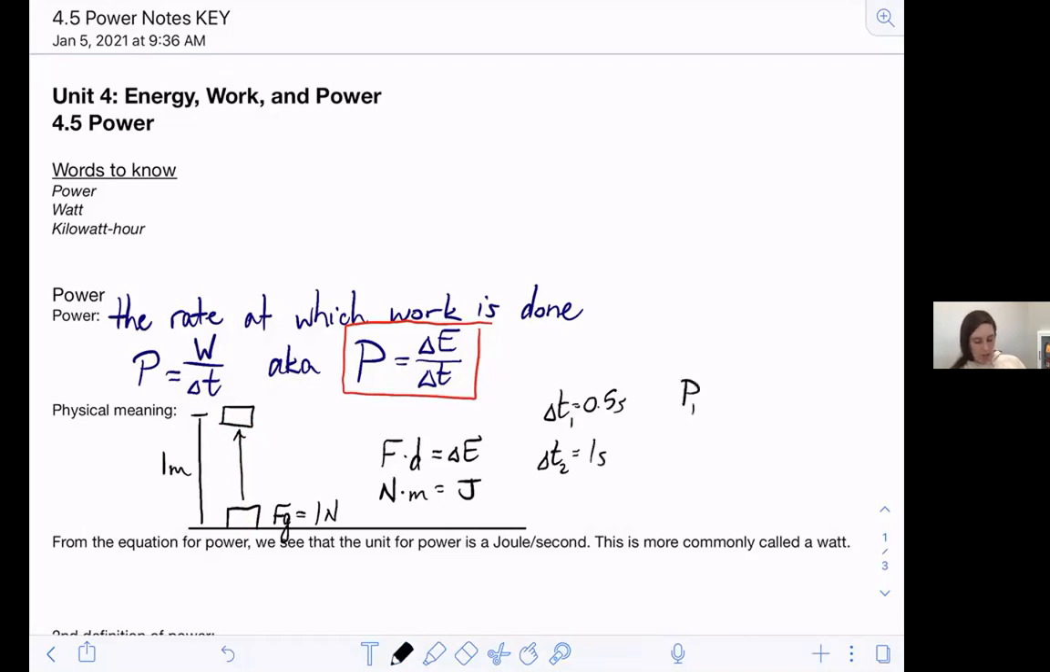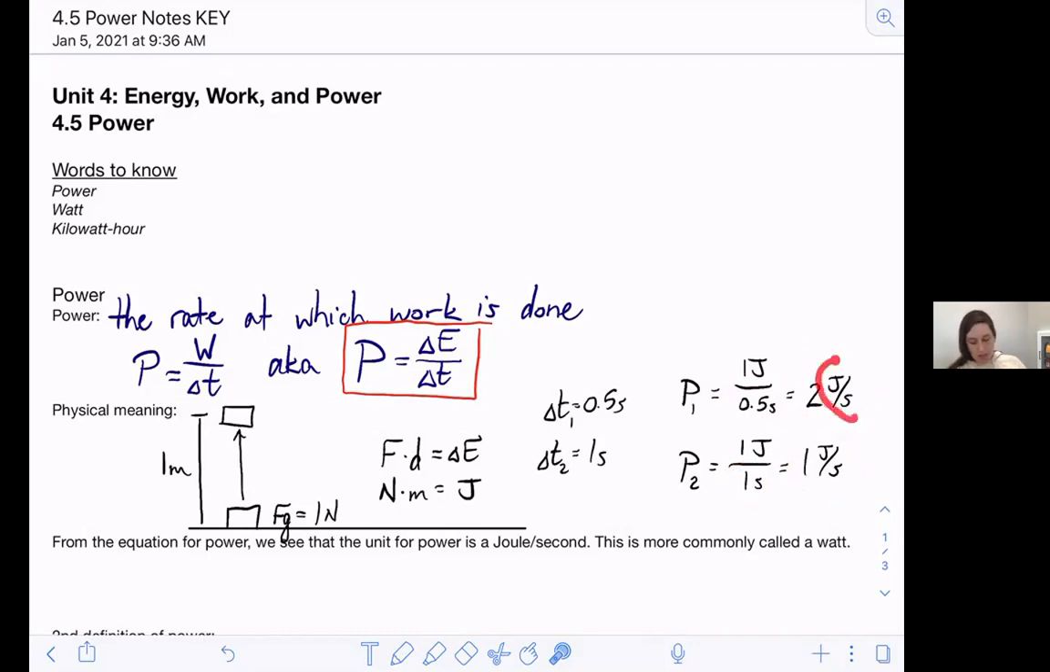So the power in situation one would be 1 joule divided by 0.5 seconds. And 1 divided by 0.5 is 2 joules per second. For this second object, right, we lifted it up that same 1 joule. Sorry, we increased the energy of it by that same 1 joule. But this time we did it over the course of 1 second. So 1 divided by 1 is 1. So now we see, right, that doing things more quickly yields more power for us. If we do things more slowly, we're yielding a little bit less power.